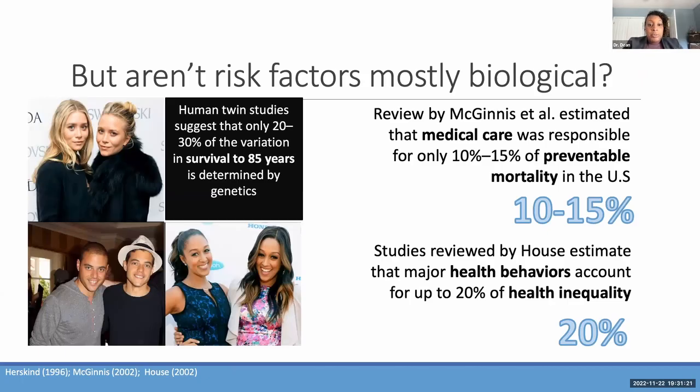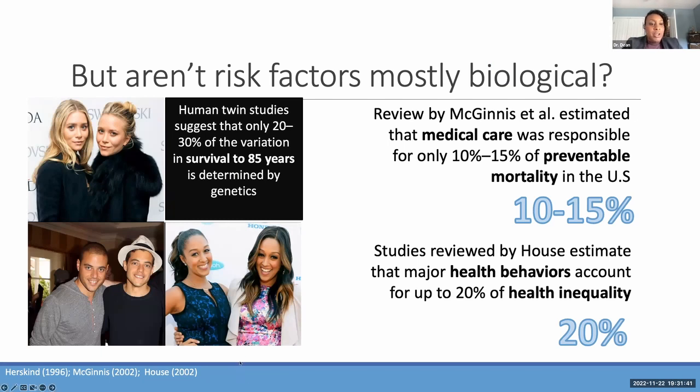And I get this question a lot when I talk with medical audiences. People say, well, aren't risk factors mostly biological? Well, we actually find that that's not true in the empirical studies that we've done. So we found a couple of things. One, when we look at twin studies, for example, only about 20 to 30% of the variation that we see, for example, in survival to 85 years is determined by genetics.